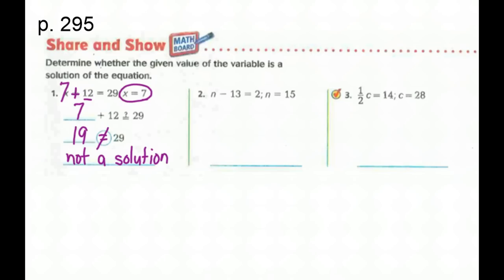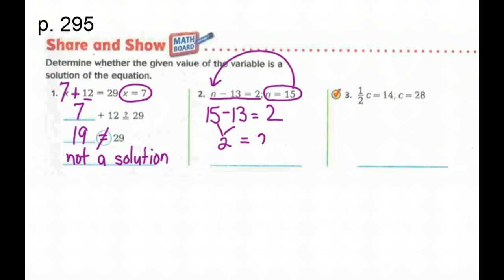Moving on to number 2. They want to know, is 15 a solution for this equation? So all you're going to do is plug the 15 in for n. So you plug 15 in, copy the rest of the equation. 15 minus 13 is 2, and 2 does in fact equal 2. So n equaling 15 would be a solution to this equation.